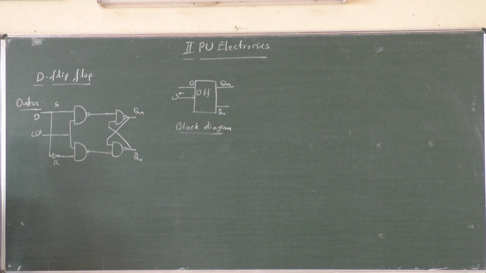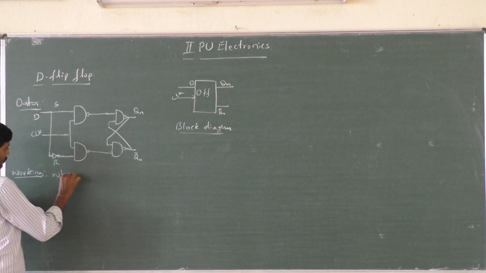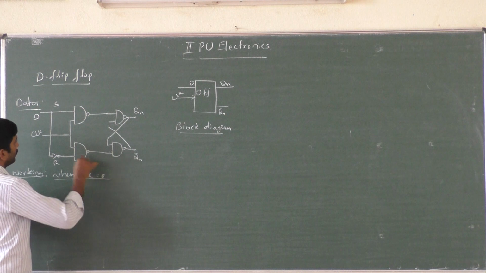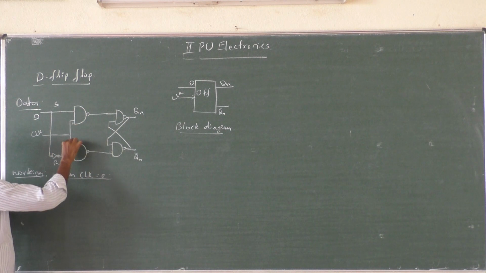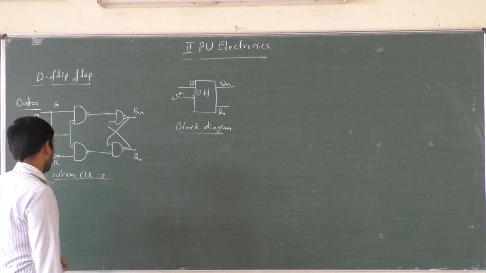Next, working condition. When the clock equal to 0, you need not check the D input line. You need not check S and R, similar to the clocked SR flip-flop.